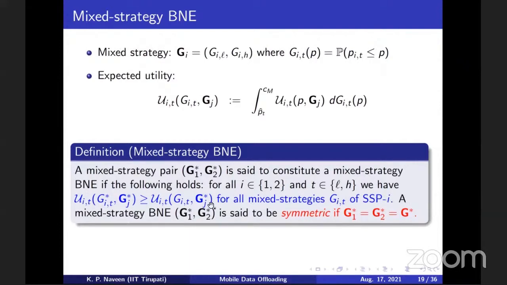Now, a mixed strategy. We are particularly going to be interested in a symmetric Bayesian Nash equilibrium. A mixed strategy Bayesian Nash equilibrium is said to be symmetric if both are equal to G star. In this work we characterize only symmetric mixed strategy Nash equilibria. Determining non-symmetric Nash equilibria, it's possible they exist. So that is something in the future we have to think about.